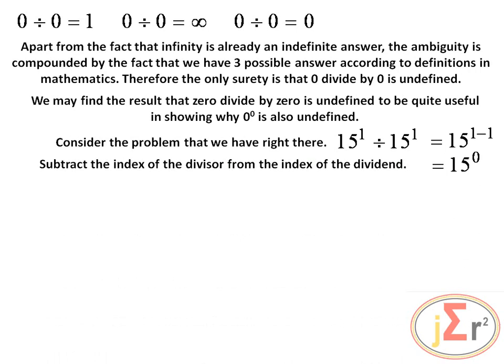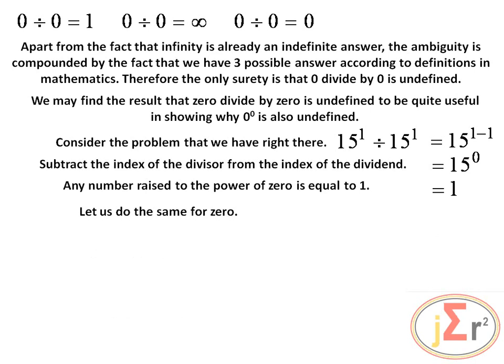1 minus 1 is equal to 0. Any number raised to the power of 0 is equal to 1. What do we do next? Let us do the same for 0. 0 raised to the power of 1 divided by 0 to the power of 1. So we have 15 raised to the power of 1 divided by 15 to the power of 1. Subtract the indices. 15 raised to the power of 0. Any number raised to the power of 0 is equal to 1.